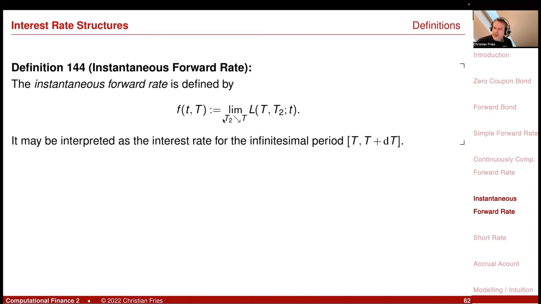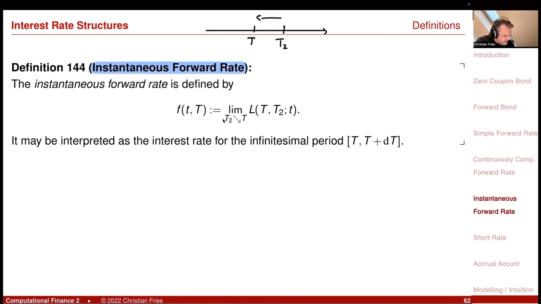Well, what happens if you make the time periods infinitesimal small? My little time discretization maybe was a little bit artificial. We could now look at the interest rate from T to T2, but we make the time period from T to T2 smaller and smaller. Then I get something like an interest rate for an infinitesimal small time period. And I get back a one parametric family of interest rates. This looks like a nice object.